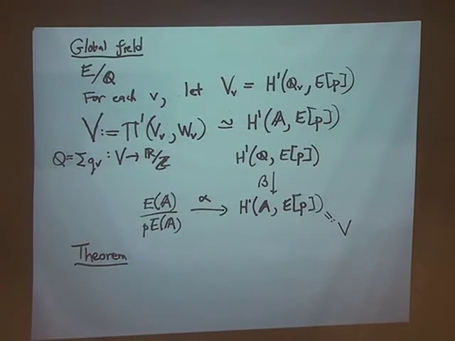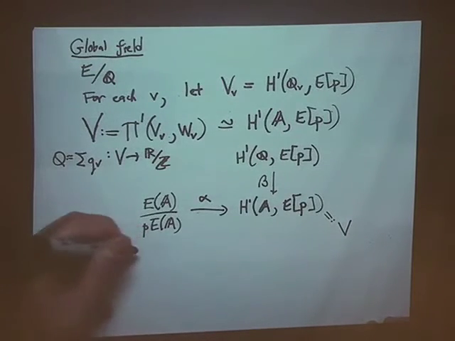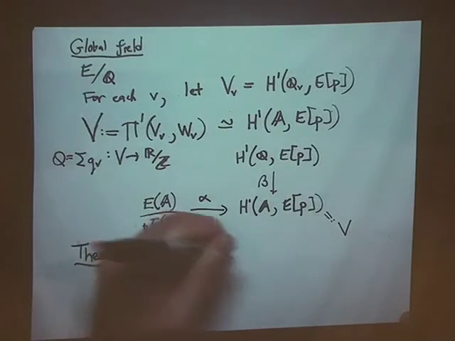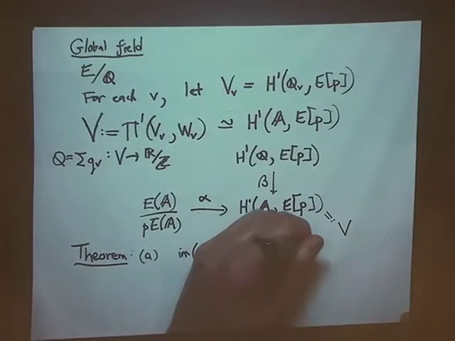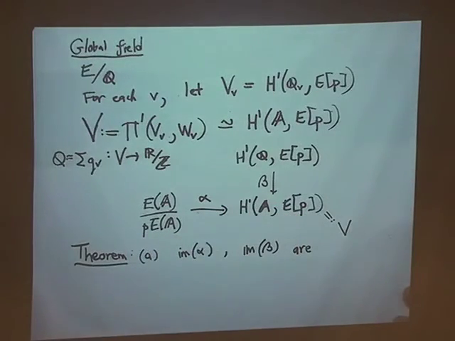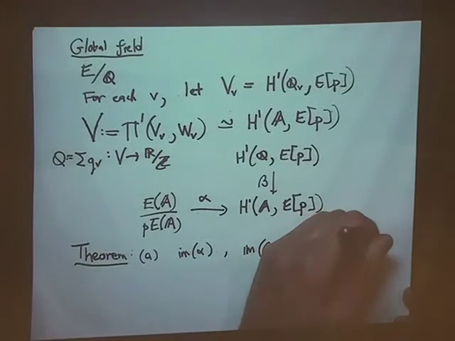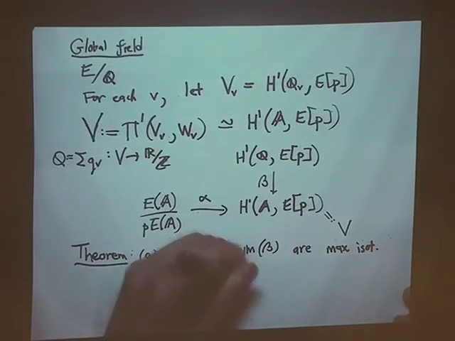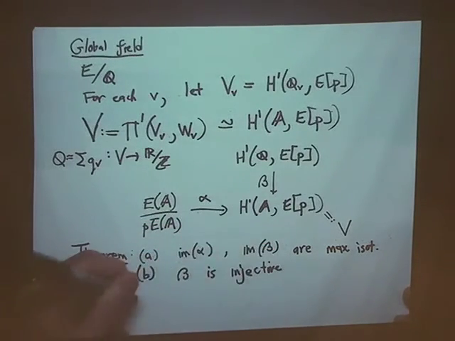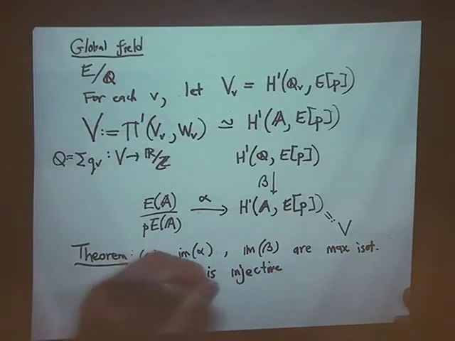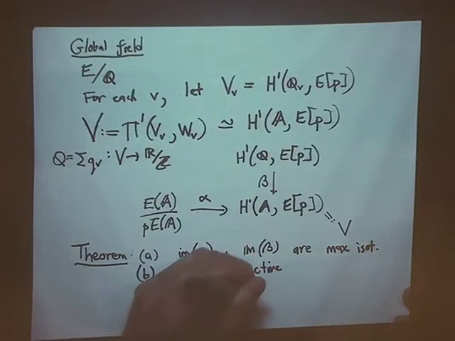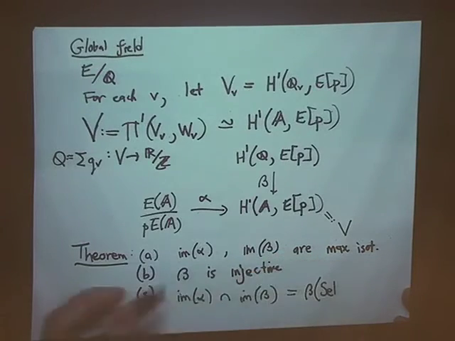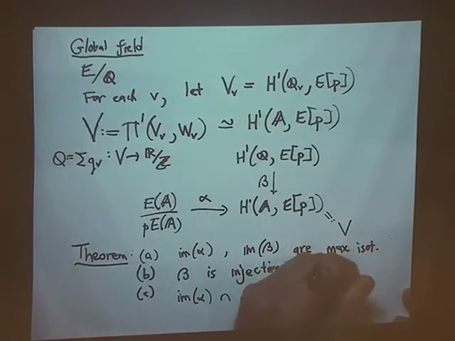And, well, the first part of the theorem is that if you take the images of these two maps, image of alpha and the image of beta, they're both maximal isotropic. The second part of the theorem is that the map beta is injective. And the final part, which is really just a consequence of the first two parts, is that when you take the intersection of these two maximal isotropic subgroups, well, but actually this is just by definition, it's the same thing as the image of beta applied to this P-Selmer group.